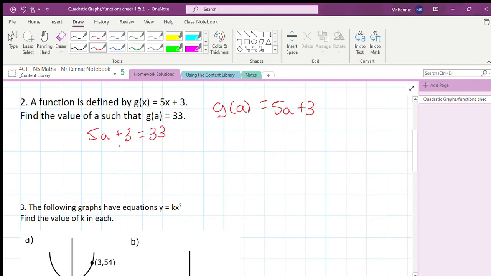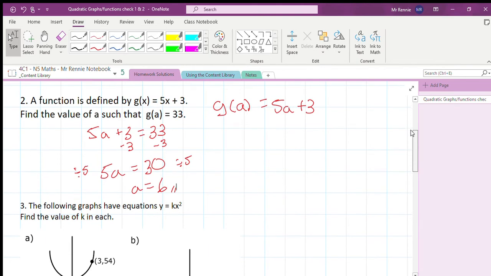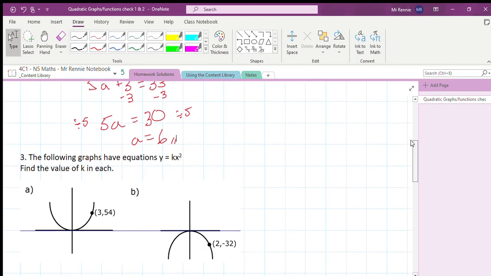Now we know how to solve equations by now. We're going to subtract the 3 on both sides, so I'm going to get 5a equals 30. 30 take away 3 is there. We'll then divide both sides by 5. Therefore, I get a: 30 divided by 5 is 6. So the answer is that a was 6 there.